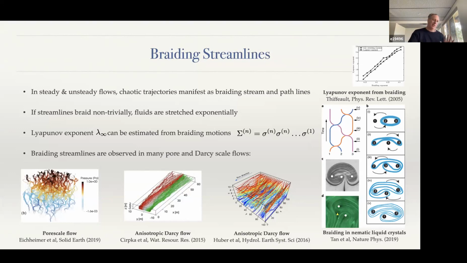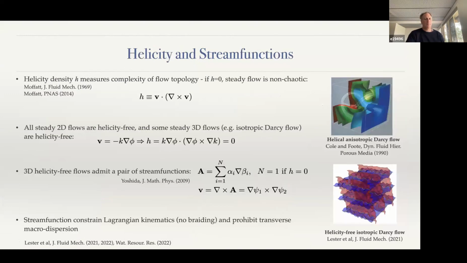The take-home point is that braiding of streamlines is observed widely in many porous and Darcy scale flows without the recognition that these are actually chaotic. So we can look at simulations of porous scale flow or anisotropic Darcy flows, and indeed we find quite regularly this complex braiding of streamlines, and so from that we would surmise that indeed there's a good chance that these flows are chaotic.